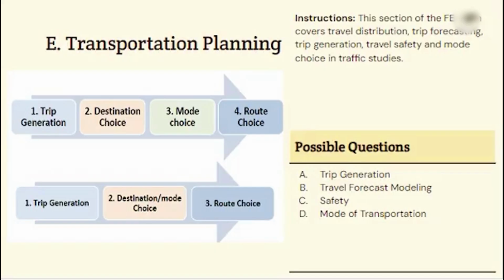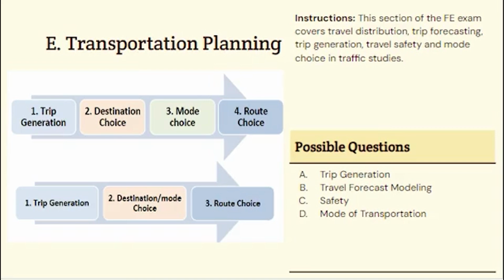Transportation planning is the last section of the transportation section of the FE exam and involves problems including trip generation, travel forecast modeling, safety, transportation modes or choices, etc. And these are modeled through various methods such as probability distributions, crash rate models, the gravity model, etc.